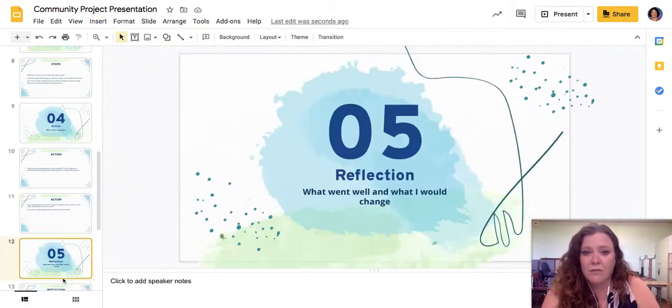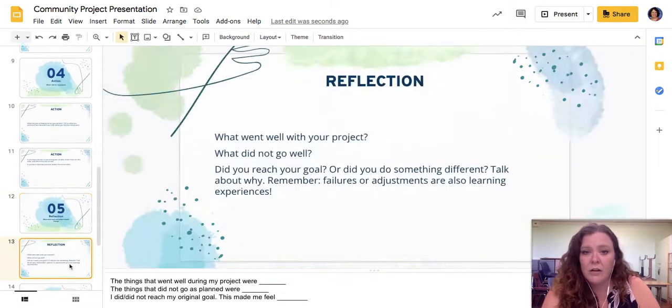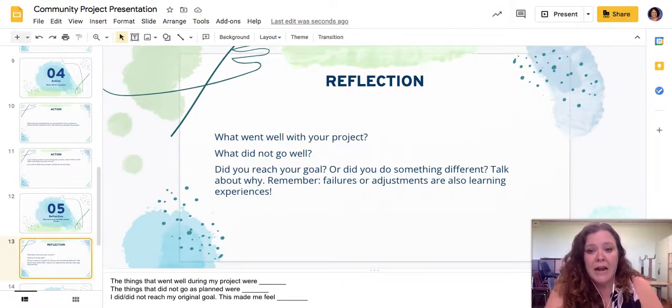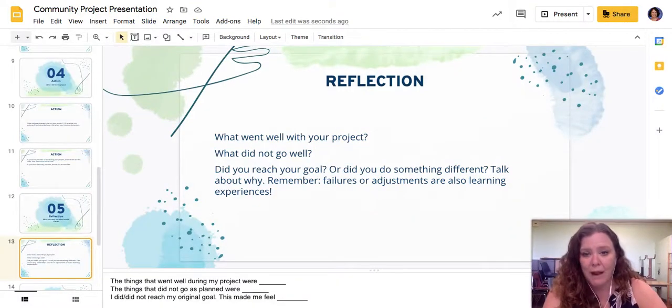Next up is reflection. So what went well and what I would change. So my questions are what went well, what did not go well. And here you're going to think about, did you reach that goal that you originally set out? Or did you have to change it? Did you have to do something different? And talk about why. It's not a negative thing if you had to change your goal. It actually shows that in the moment you were adapting to what was happening, right?